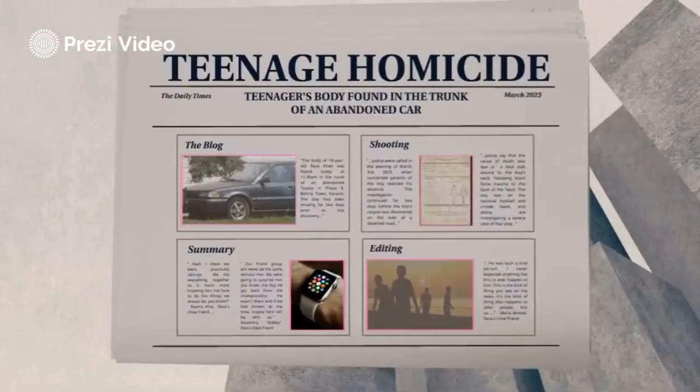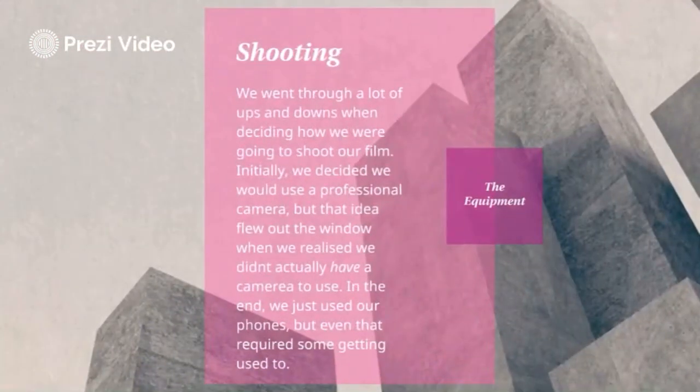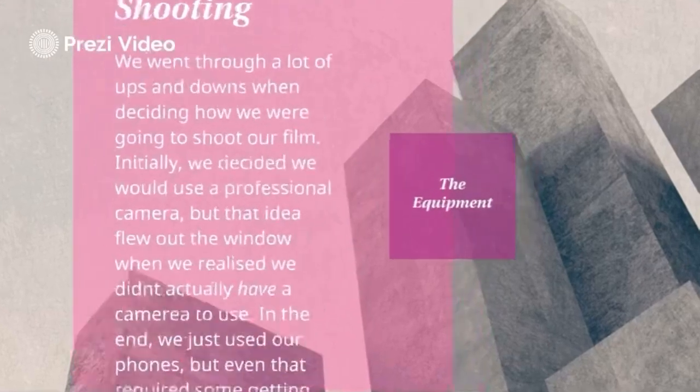The next thing was shooting. We went through a lot of ups and downs when deciding on how we were going to shoot our film. Initially, we decided we would use a professional camera, but that idea immediately flew out the window when we realized we didn't actually have a camera to use. In the end, we just used our phones, but even that required some getting used to.